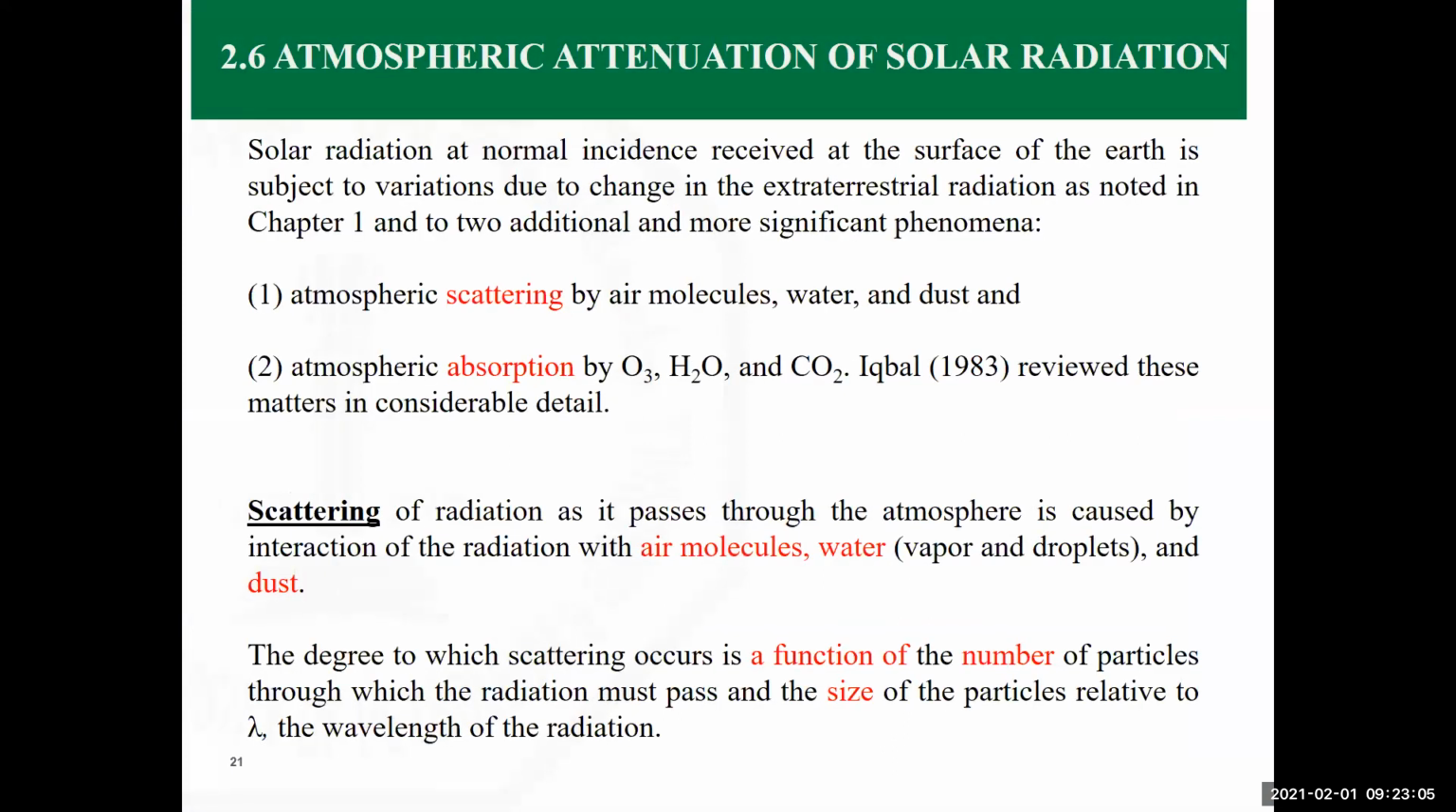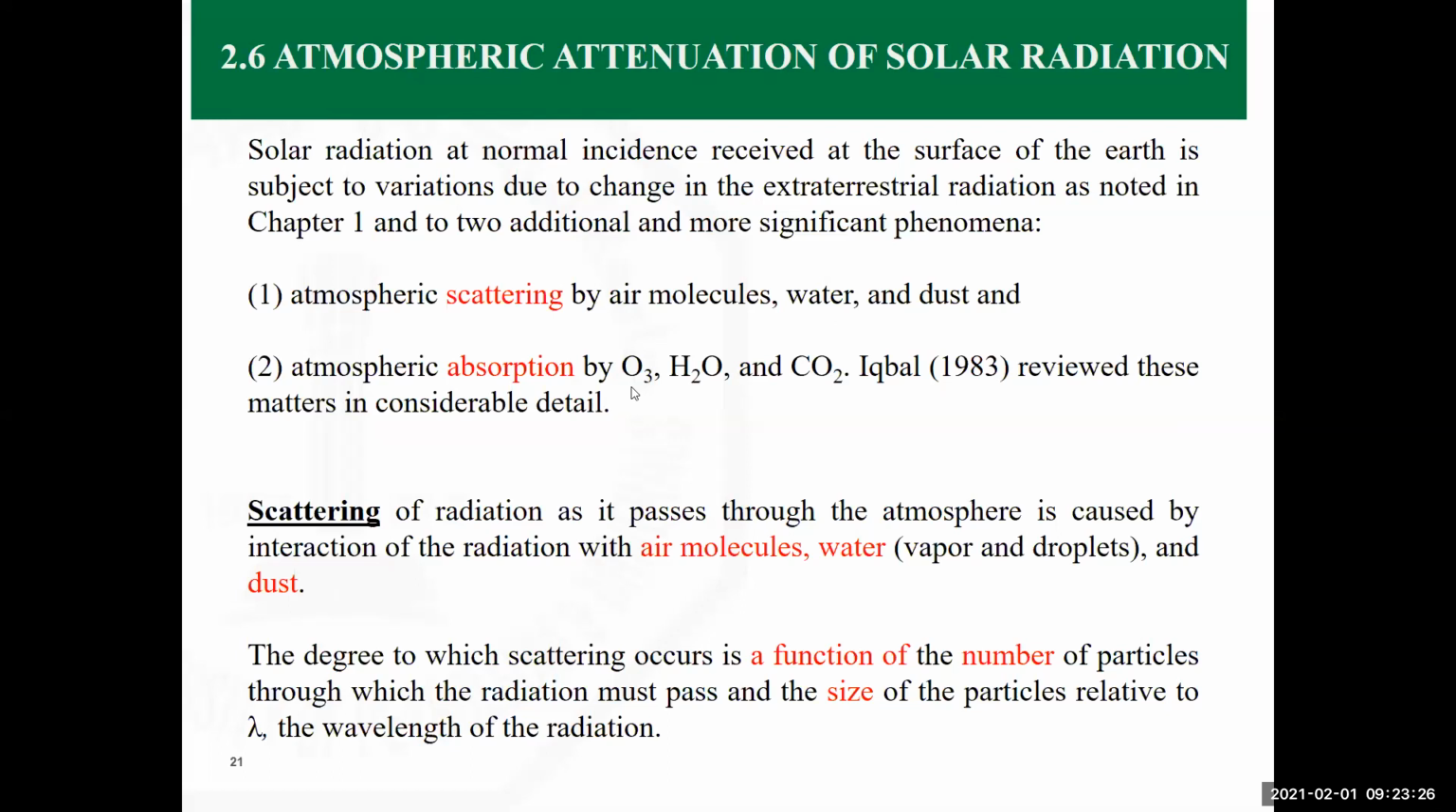Solar radiation at normal incidence, which is received on the Earth, is subjected to variations. The variations could be due to atmospheric scattering. We talked about that a while ago, talking about diffuse radiation, which is caused by water, by dust molecules or air molecules, or absorption by some gases that are there.